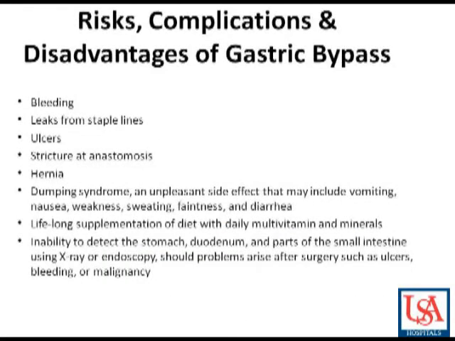Okay, so let's go back here. What are the risks, complications, and disadvantages of gastric bypass? Bleeding, leaks, ulcers, stricture, or a narrowing from scarring at the anastomosis of the connection. Hernias, dumping syndrome that we've talked about. You need to take a good diet with daily multivitamins and minerals because you've bypassed part of the absorptive capacity of the GI tract, so you're prone to develop vitamin deficiencies. And you have to take vitamins, otherwise you will develop a serious vitamin deficiency.